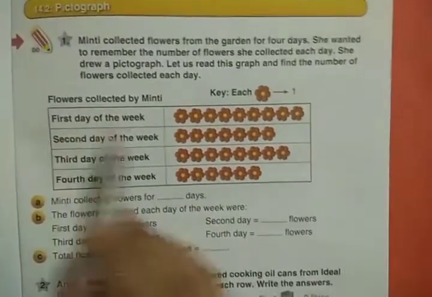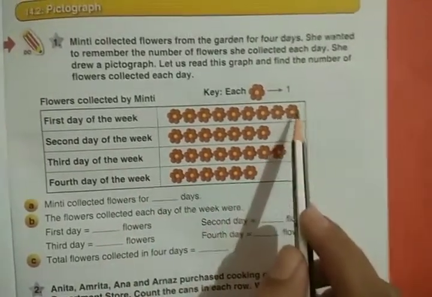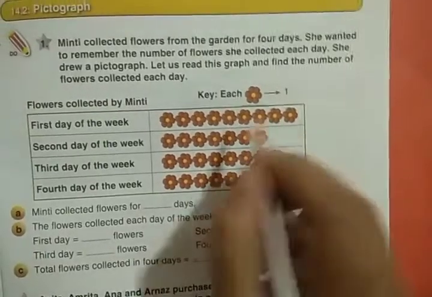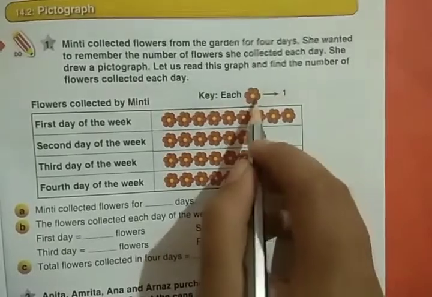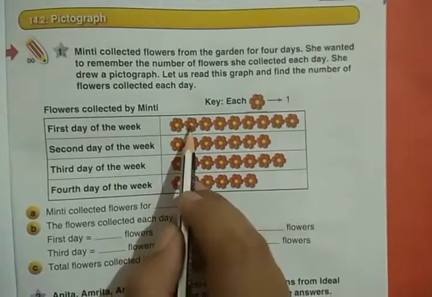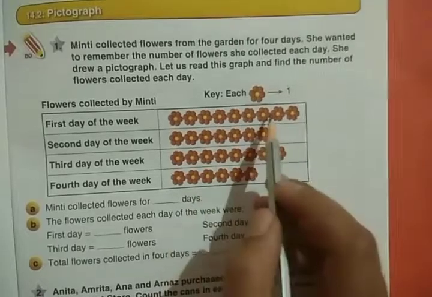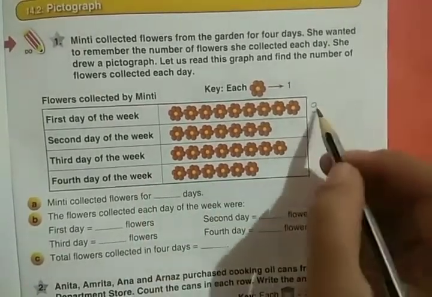First day, how many flowers has she collected? How to read the data? By counting the flowers here, or the pictures. Here flowers are given, so we'll count the flowers, and you should see the key first. Each flower is equal to 1. The value of one flower is 1. So 1 flower means 1. Second flower is 1. Another one means 1, 2, 3, 4, 5, 6, 7, 8, 9. So first day she has collected 9 flowers. By counting the flowers, we can read the data here.